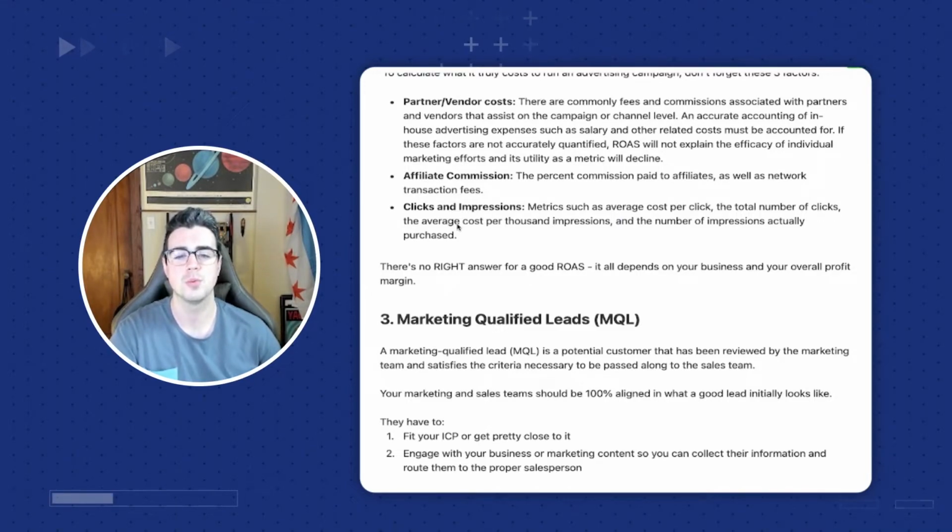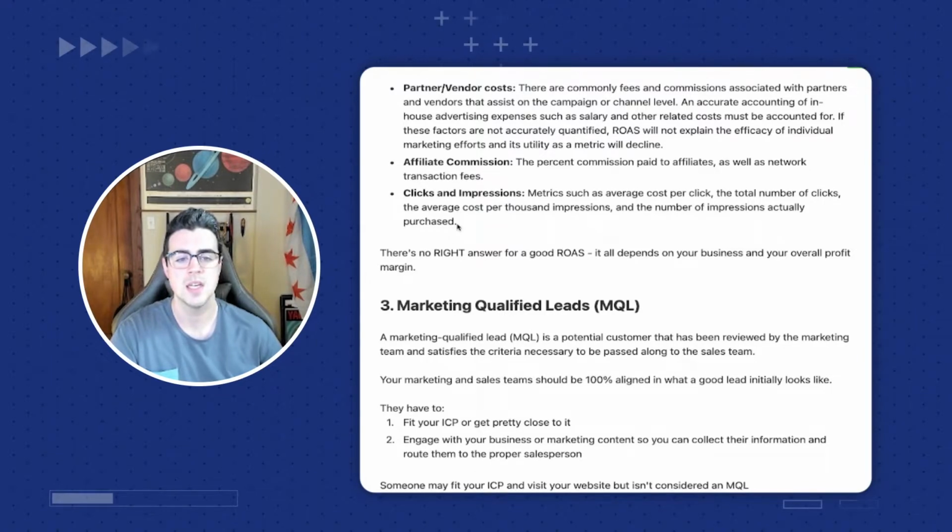And so there's no right answer for what a good ROAS is. It all depends on your business and your overall profit margin. For some companies, a 10-to-1 ROAS is great and what they need to remain profitable, but for other businesses, 2-to-1 or 3-to-1 can be okay.